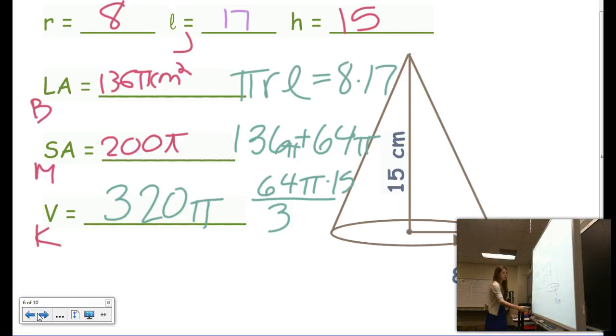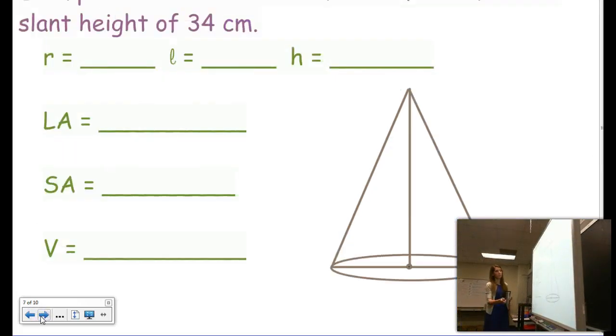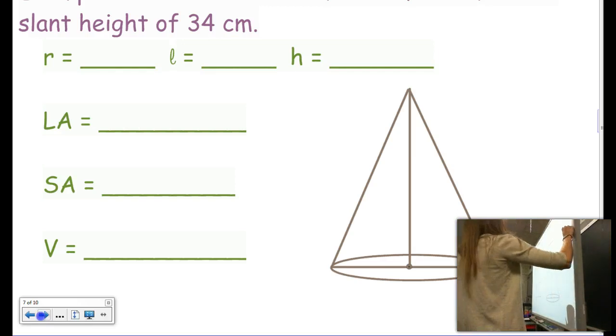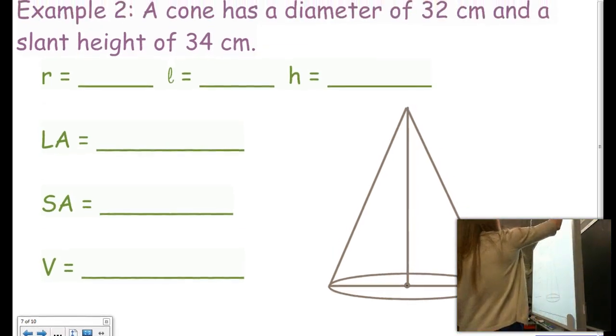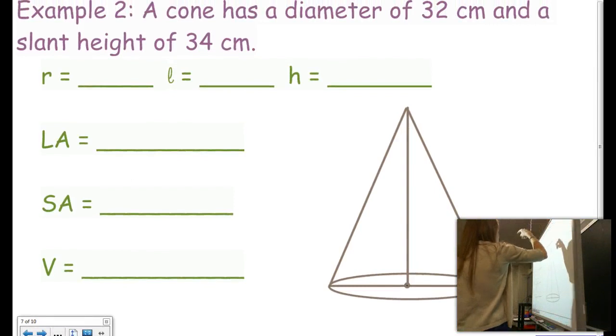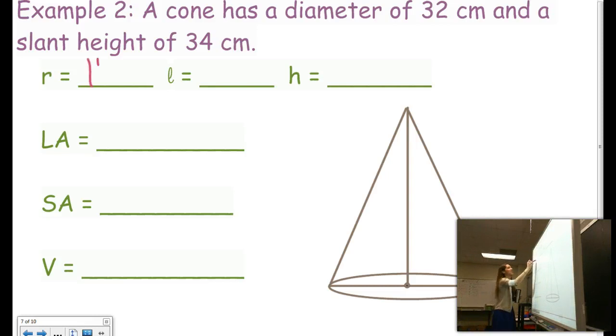Okay, next one, let's try another one. So they gave you some information. What do they say? Diameter is 32. Let's stop right there. We don't ever need a diameter. What's half of 32? Kendall's trying to redeem himself. There we go. 16. And a slant height of 34. Fill in the rest. Don't yell it out loud. I will call your name.